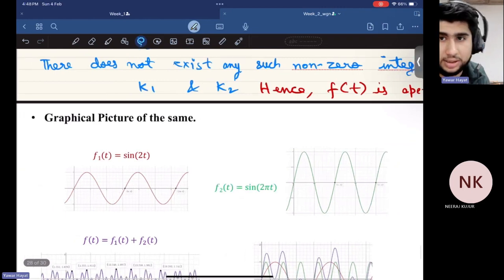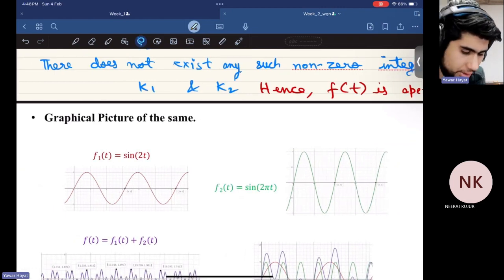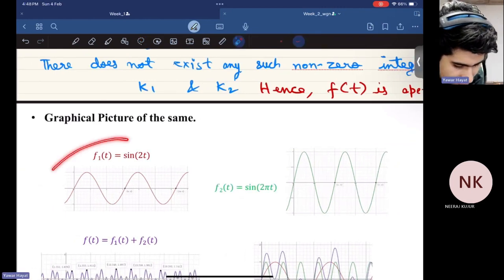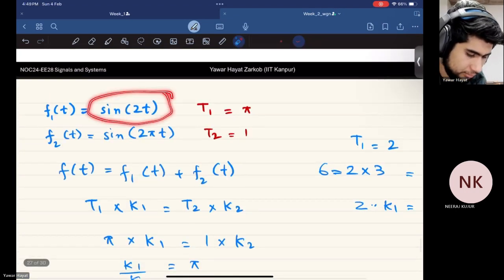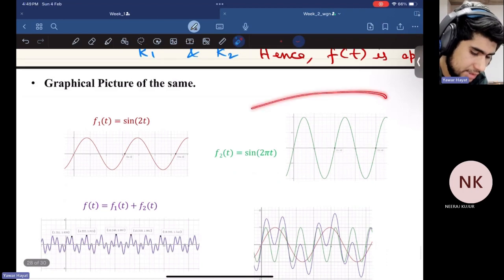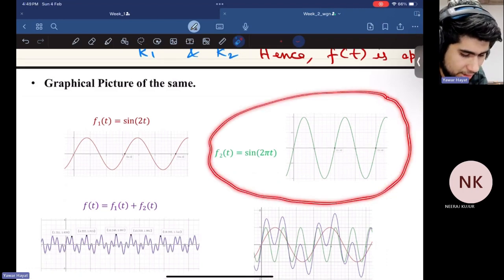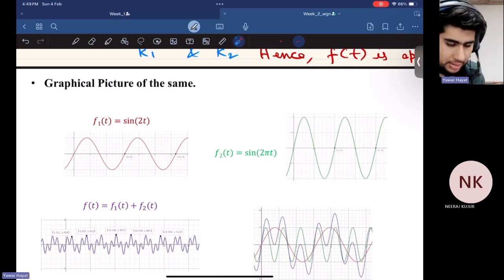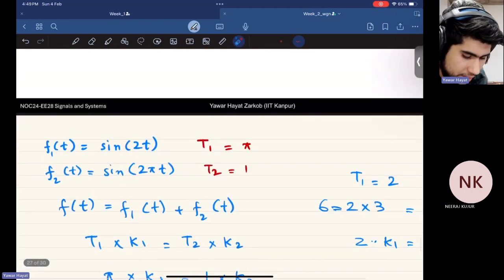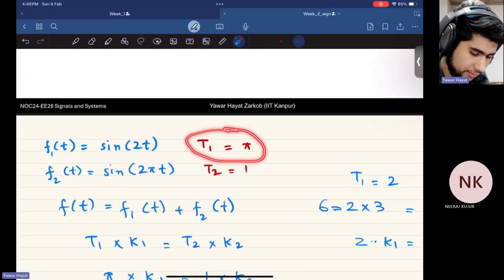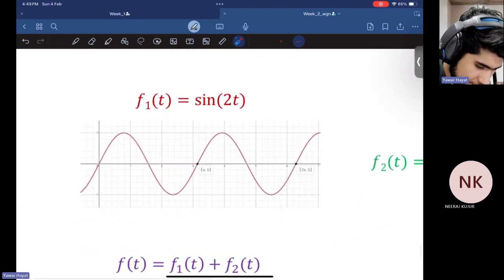Now let's look at the graphical picture of the same. This was our sine of 2t, and this is how sine of 2 pi t looks. I have used Desmos to plot them, that I was referring to a few moments before. So here the period was pi. Let's see if that is indeed the case.